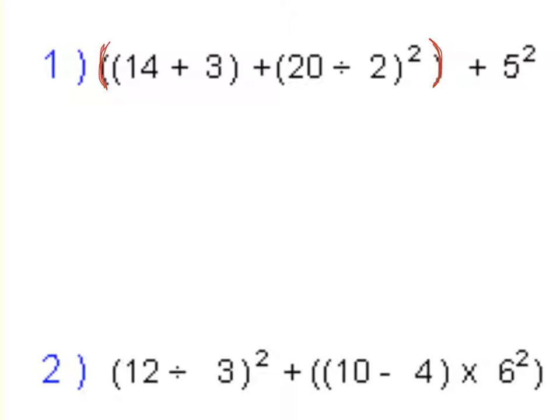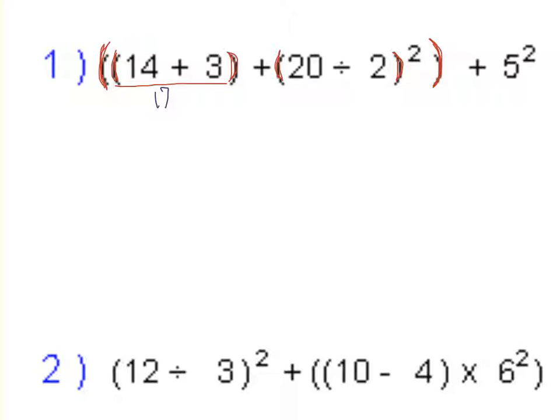More specifically, within that, we have another set of parentheses right here, and also another one right here. So we're going to focus on this first set of parentheses first. 14 plus 3 is 17. And anytime that I get a number out of a parentheses, the parentheses is going to disappear. So the 14 and 3 combine to get the 17, and that's going to make that parentheses disappear.